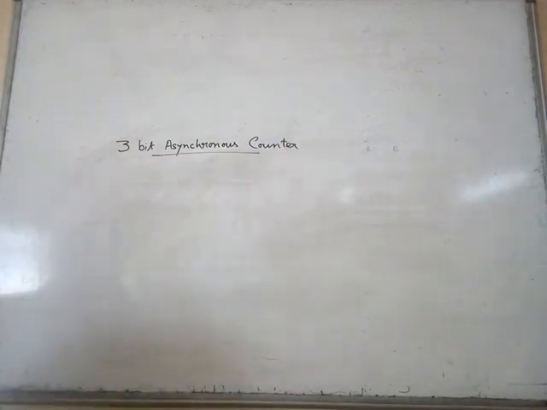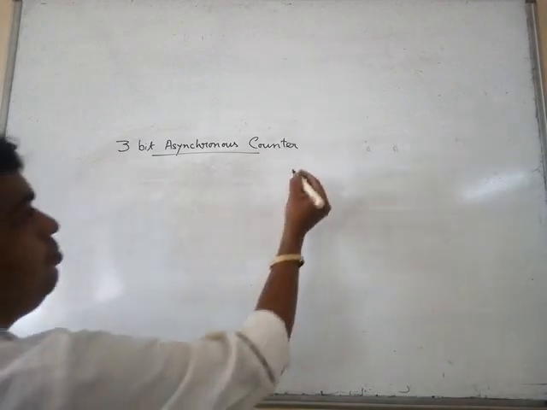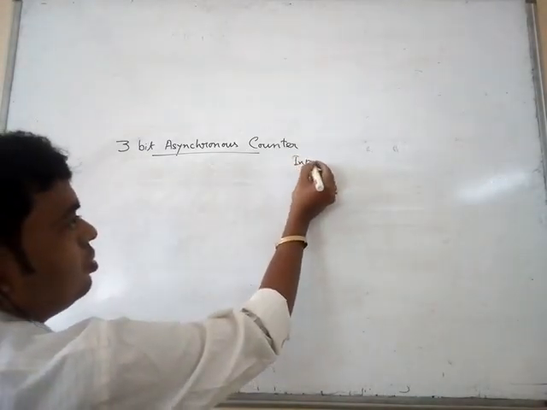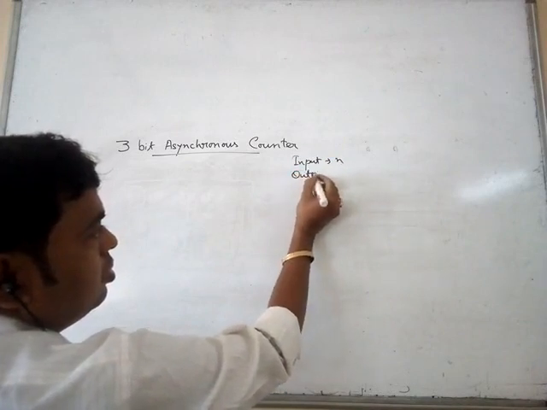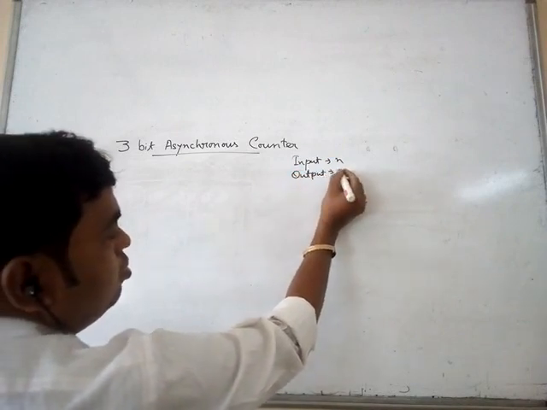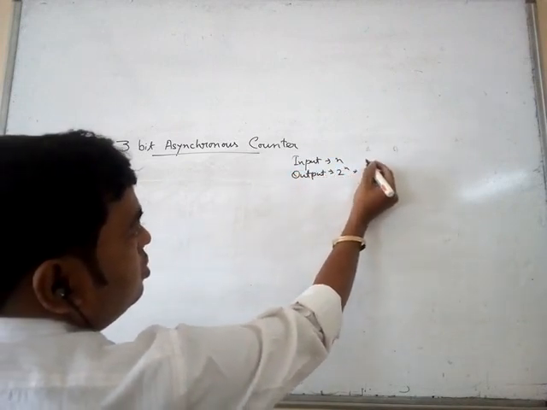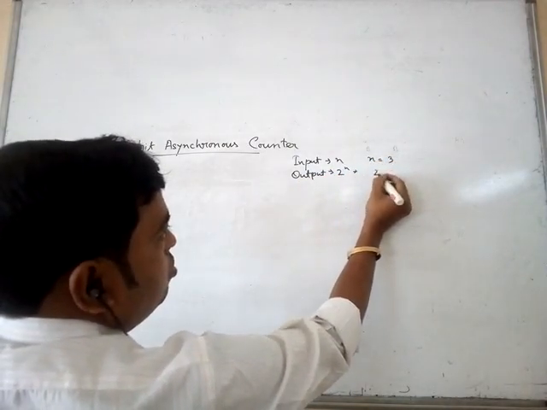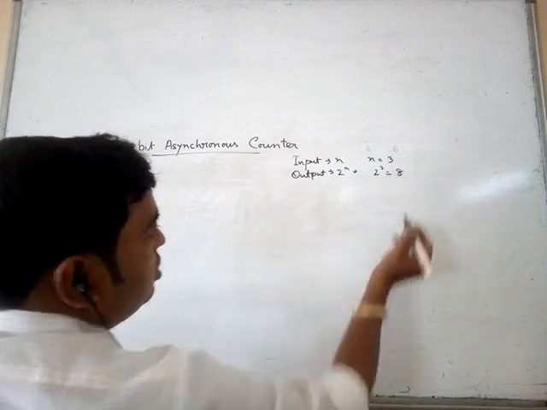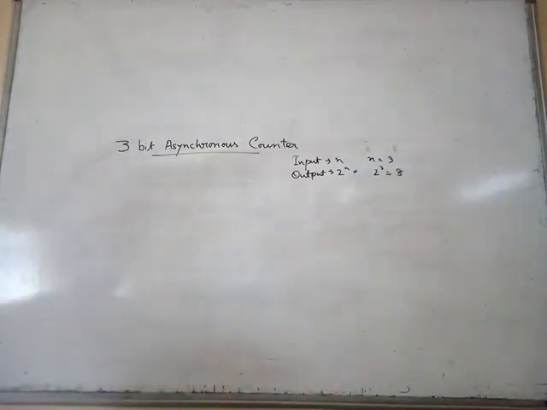Why is it called 3-bit? That is, if the input is n, then the output will be 2 to the power n. So if n equals 3, then the output will be 2 to the power 3, that means 8. We can see the 8 combinations in the asynchronous counter. So first of all, we draw the circuit diagram.